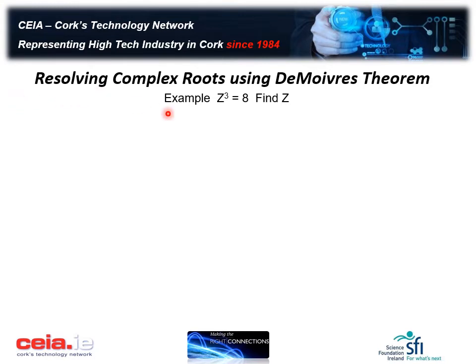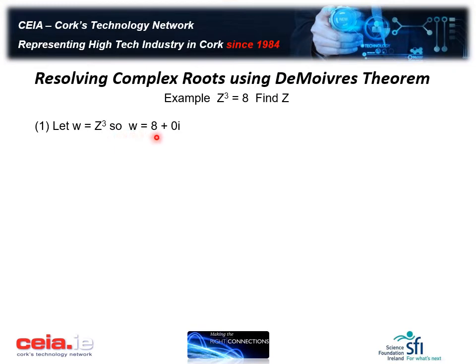So the example we're going to look at here is z to the power of 3 is equal to 8. Find z. So z is the cube root of 8. Look, there are 6 steps to this. Let's go through them one by one. Step 1 is to let w equal z to the power of 3, and we'll see this is more convenient in a few minutes for feeding this back into De Moivre's theorem. So we have w is equal to 8, but we need to write it in complex number form.